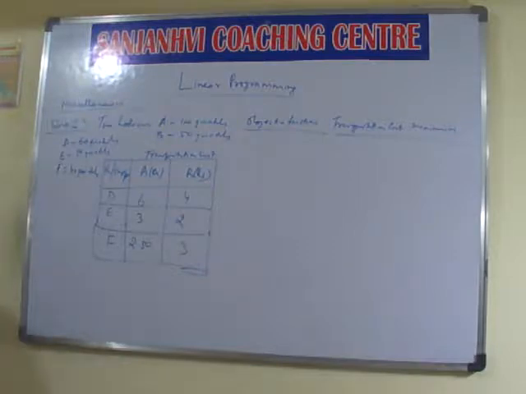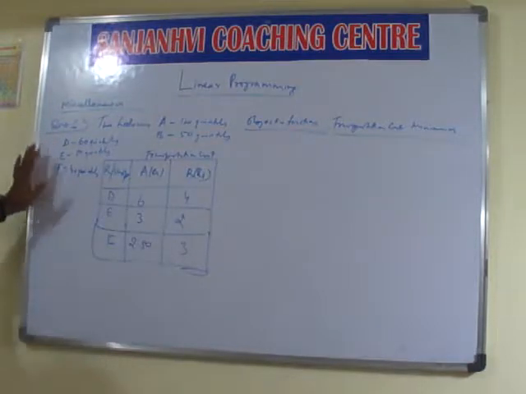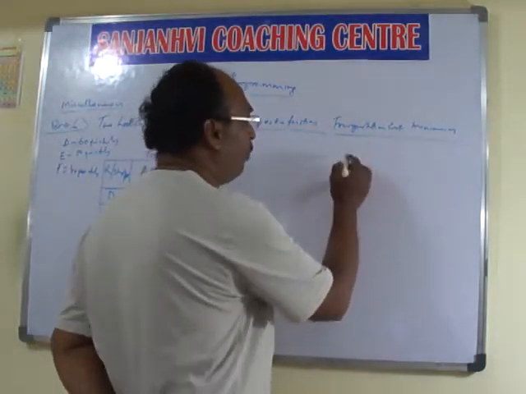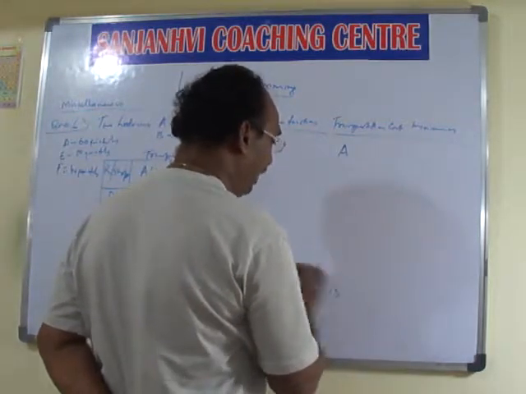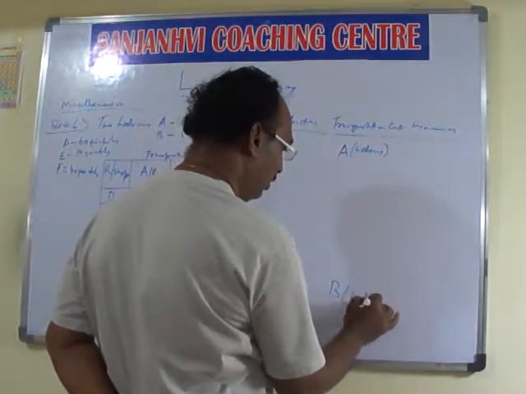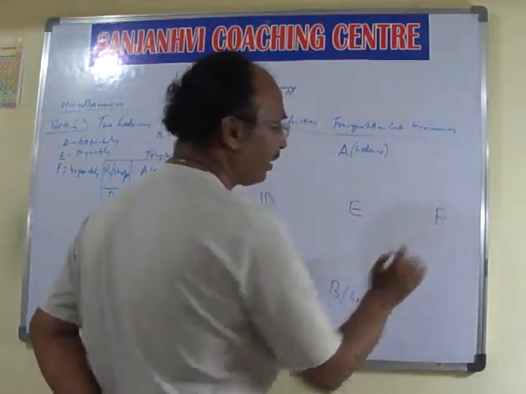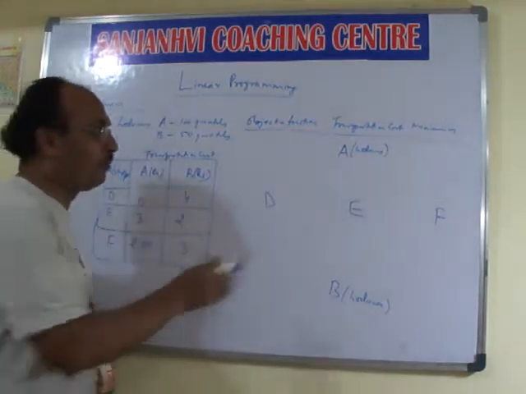In this, we need to organize the data that is given to us in a different manner, just like a flow chart. Suppose one godown A is here, another godown B is here. Both of them are supplying to D, E and F, so we need to draw our flow chart in this manner.